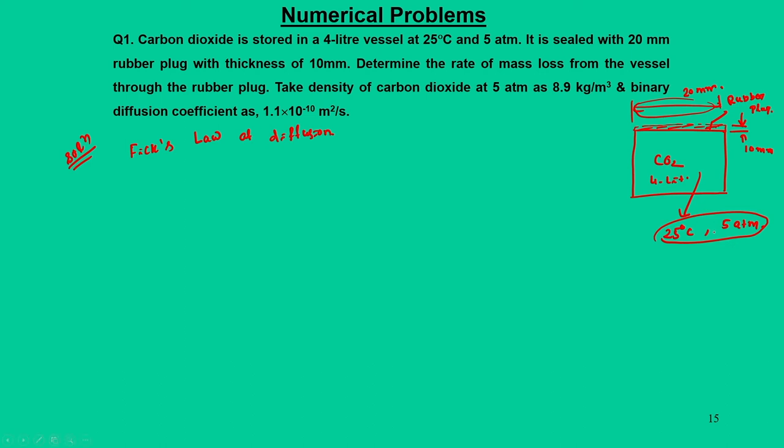The question is to find the mass loss. Here the mass loss is basically the leak that we are going to calculate. CO2 is going to diffuse into the other medium, say air, so we need the binary diffusion coefficient of CO2 with respect to air, and we need to quantify the mass loss. The data given is the density of CO2 at 5 atmosphere, 8.9 kg per meter cube.